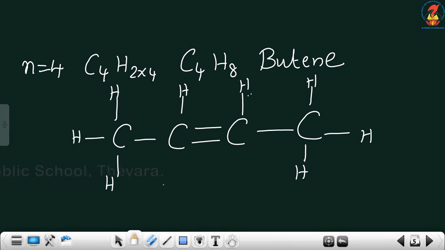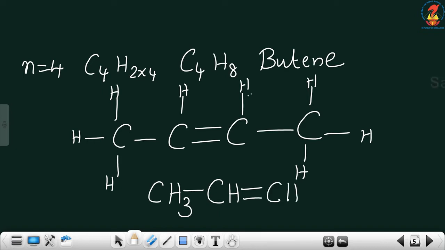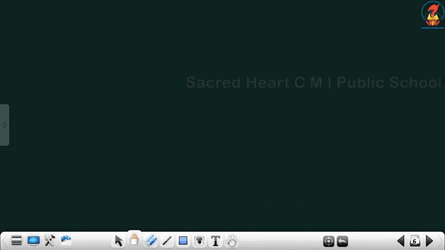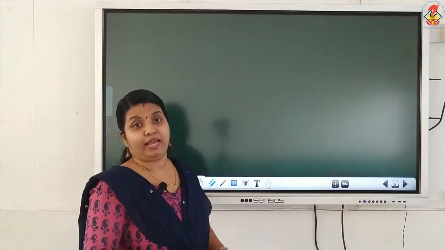C4H8. Count and see. Now, the condensed formula: CH3, single bond, C. How many hydrogens on the second carbon? 1. Double bond, CH, single bond, CH3. Okay, so this is the condensed formula of butene. So, butene is the third member of the alkene series.